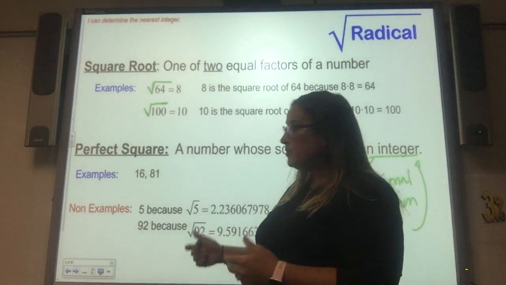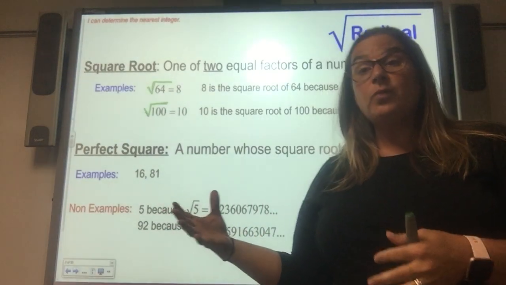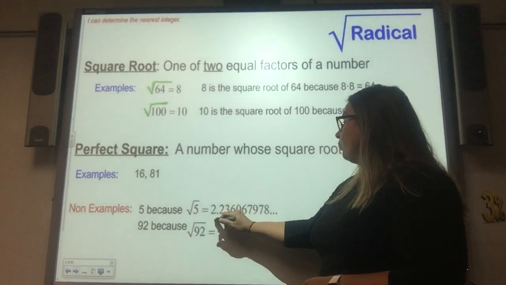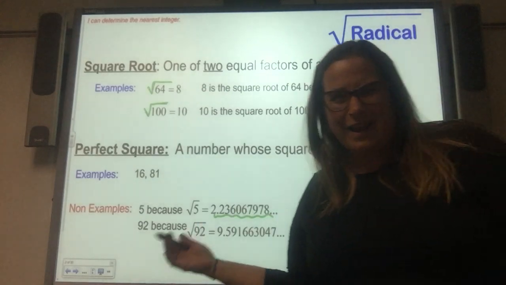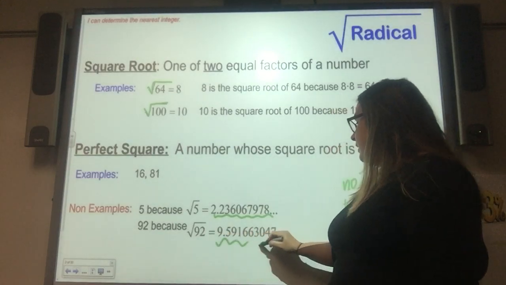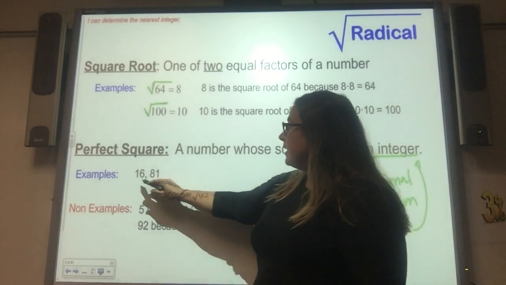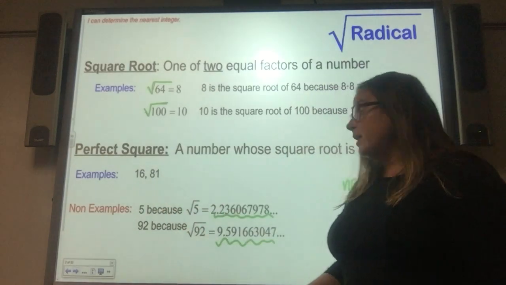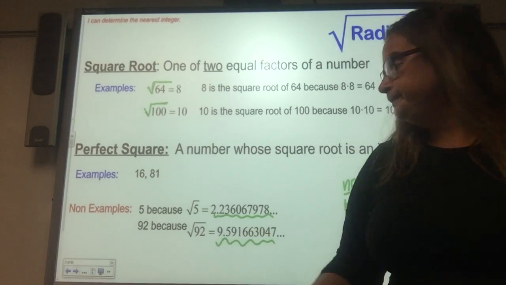Some non-examples would be 5. If you type in on your calculator the square root of 5, you're going to get a really long number that will never end. It's kind of like pi, just never ends. Same thing with the square root of 92, okay? So perfect squares mean, when you find their square root, that it's no decimal and no fraction.